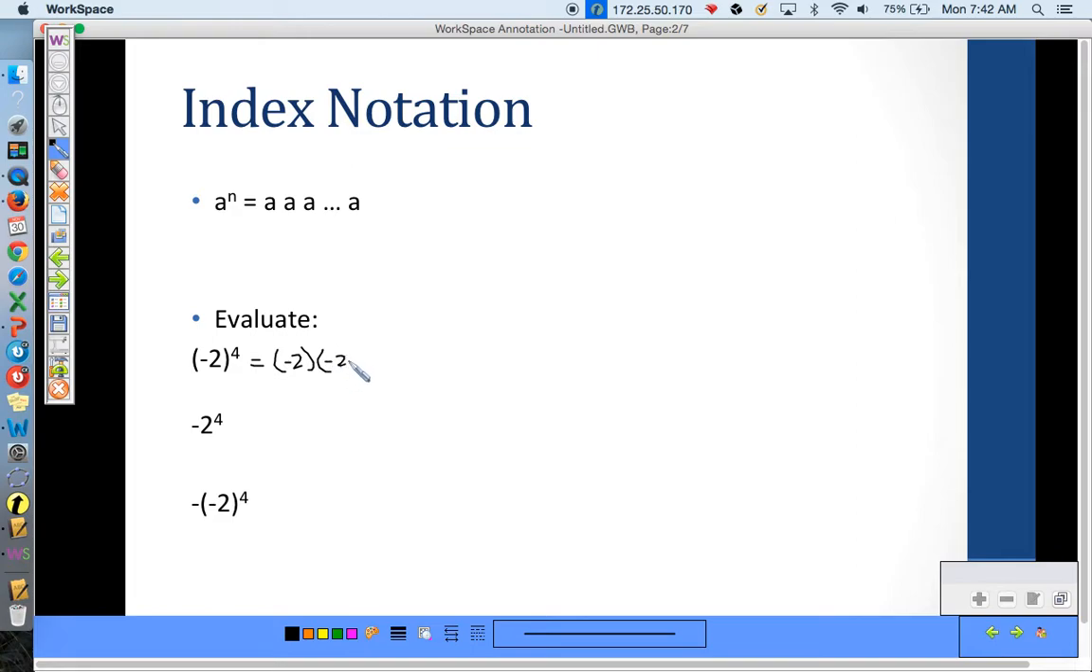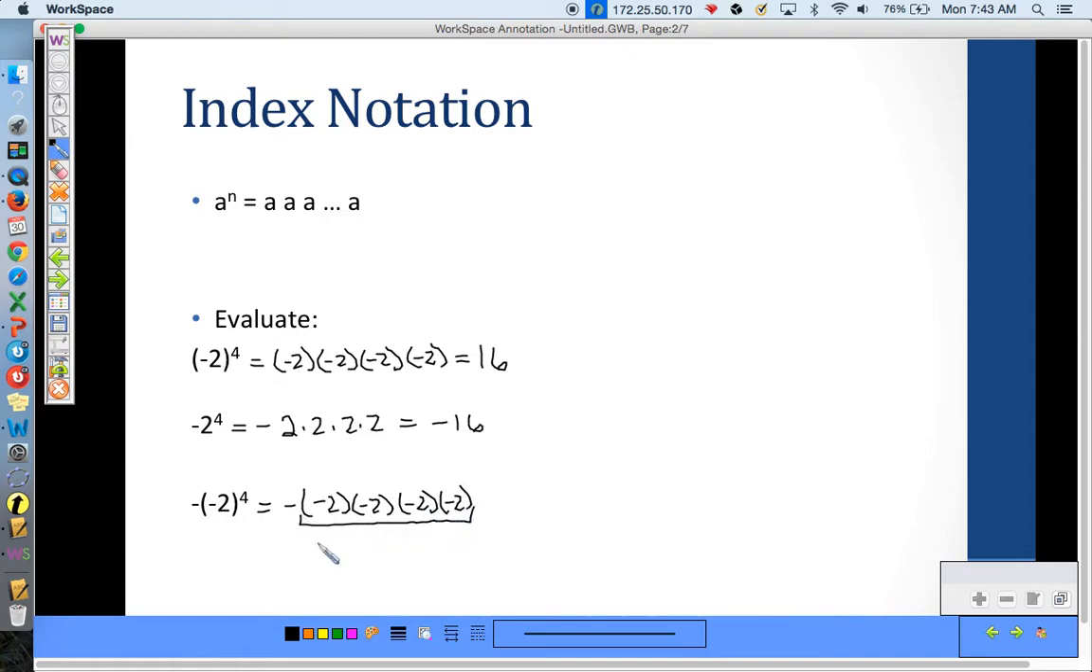So negative 2 times negative 2 times negative 2 times negative 2. Multiply these out. Negative 2 times negative 2 is 4, times negative 2 is negative 8, times negative 2 is positive 16. Whereas this one, well, what do we have 4 times? It's just the 2. The negative is just out in front, and we have 2 times 2 times 2 times 2. So this one would be negative 16. And then this one, we have the opposite, or negative, and then we have our negative 2 4 times. So we know all of this together makes positive 16, so this would equal negative 16.